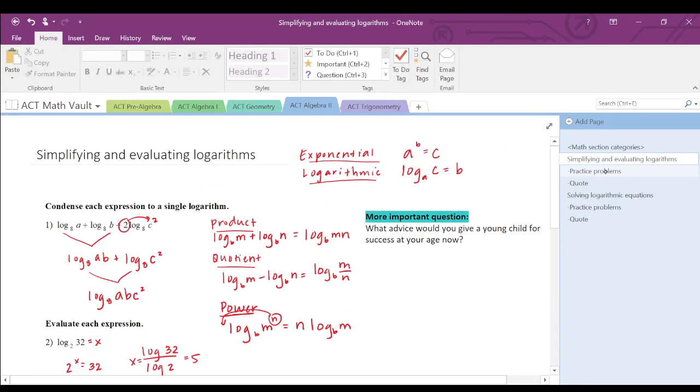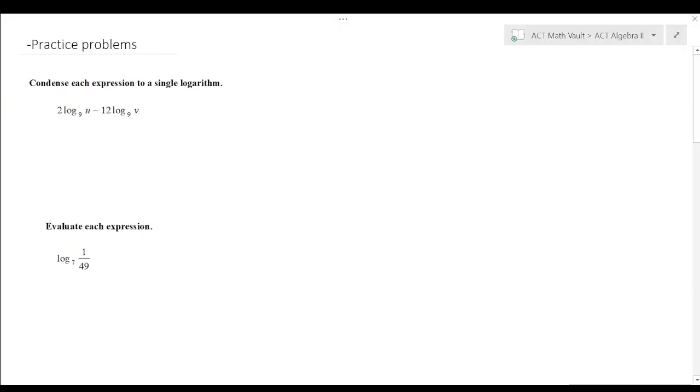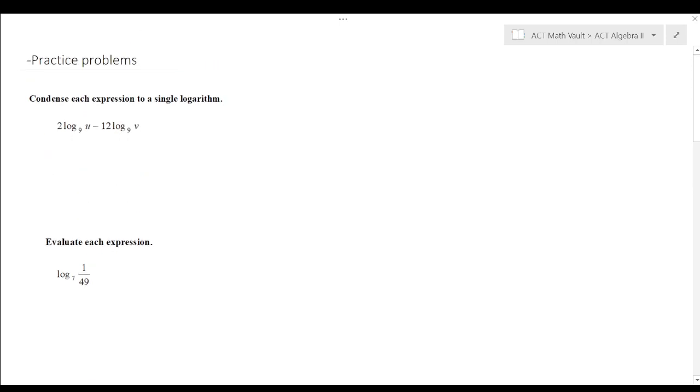So I have 2 questions for you to try. One now has subtraction. Think about what that would do. And the other one is just evaluating, but we have a fraction. So slightly different situations. We have a fraction for that second number. So you have to think about how could you get from 7 to 1 over 49, and what is the exponent that would get you there. So why don't you take a second, do these, you can pause the video, and I will reveal the solutions.